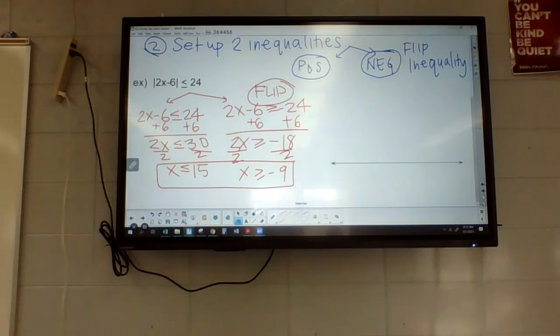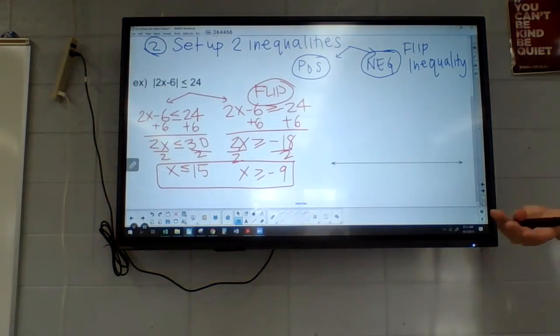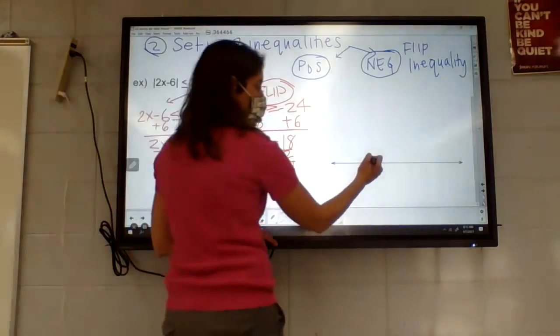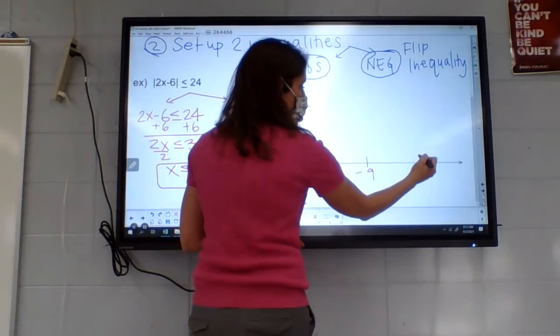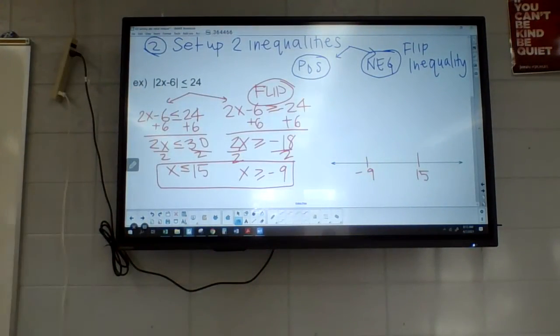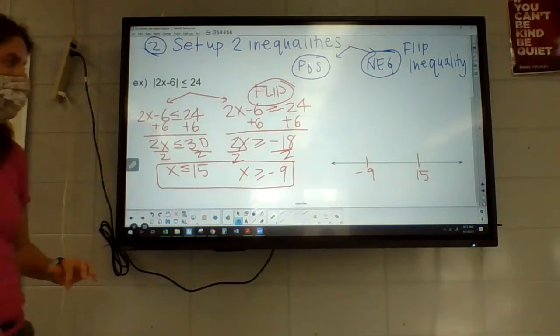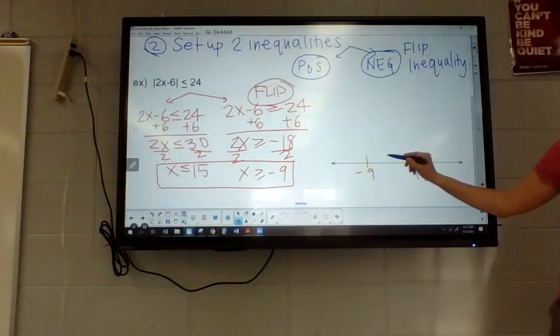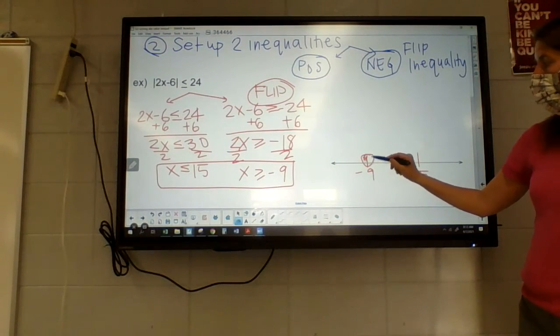Now I'm going to put that on my number line. Thinking back to before break about our number lines, remember, number lines have to go from smallest to largest. So the smallest number is the negative 9. The biggest number is 15. I don't need to put all the numbers in between, just lay it out that way. Now what kind of circle am I using here? The filled in one, right? Because it has that equal to line. So we're filling in that circle.